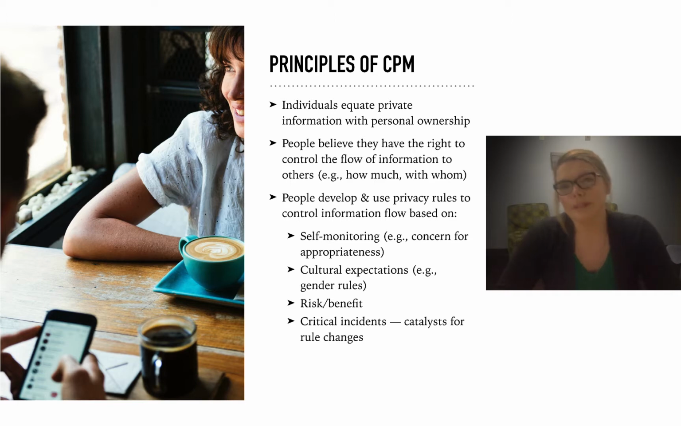And whenever we think of risks, we often consider critical incidents, and critical incidents are catalysts for rule changes. So for example, if I confided in a good friend about a secret that I didn't want anyone else to know about, and then after that, she goes to dinner with our friend group and proceeds to tell everyone about what I had just shared with her. This is a critical incident, and based on that, I'm probably going to rethink my rules of how much access I give that friend to my private information.